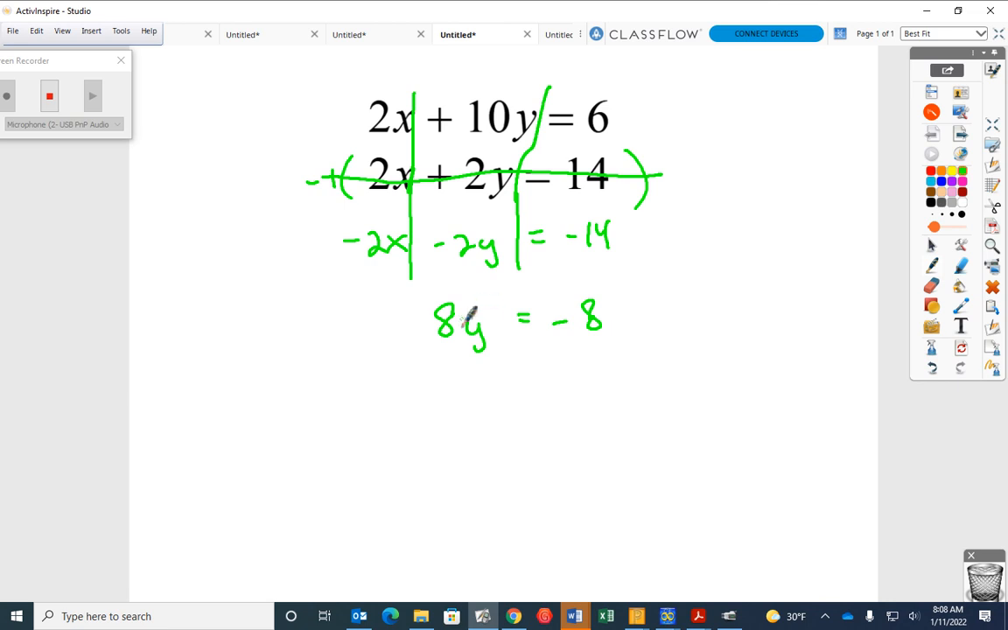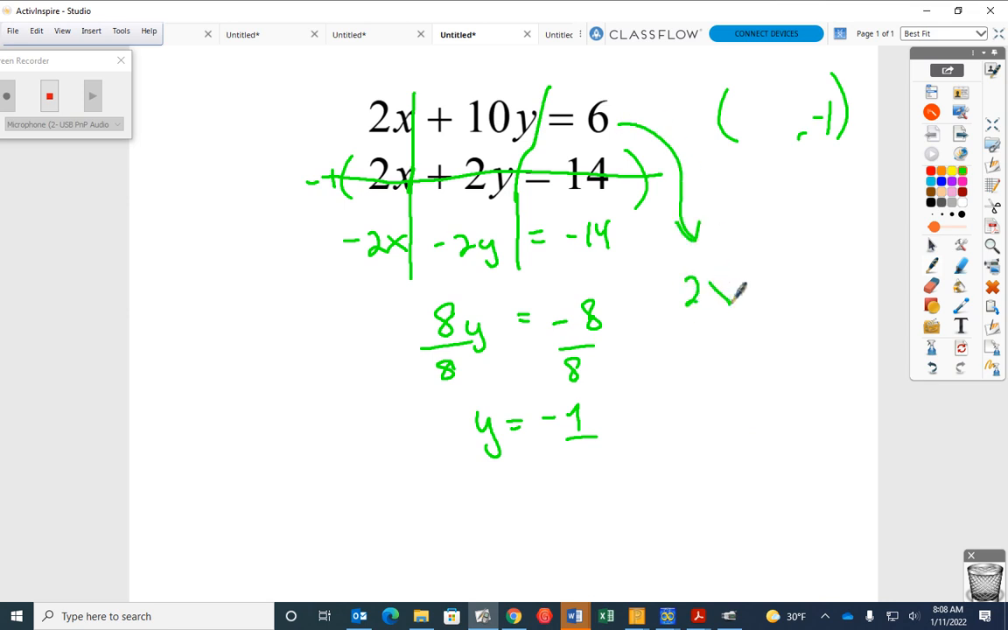Yes. Divide each side by what? By 8. And a negative divided by a positive is a negative, and any number over itself is what? 1. So our y value is negative 1. Now let's plug it in. Let's go with this top one, because it's still the original, right?